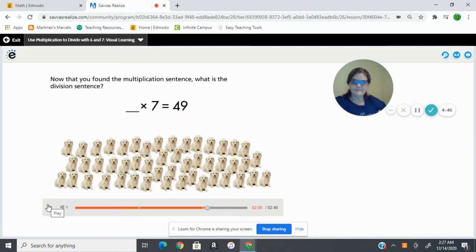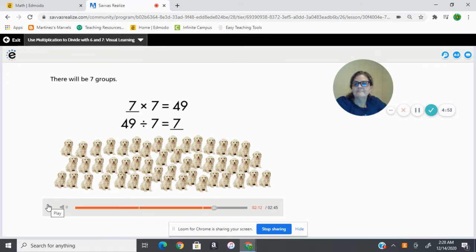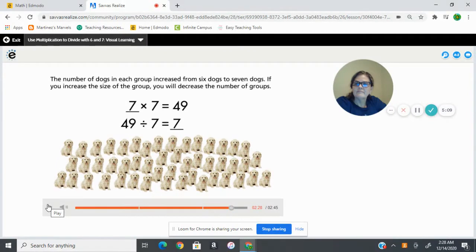Now that you found the multiplication sentence, what is the division sentence? There will be 7 groups. Why are there fewer groups when there are 49 dogs signed up? There will be 7 groups. The number of dogs in each group increased from 6 dogs to 7 dogs. If you increase the size of the group, you will decrease the number of groups.